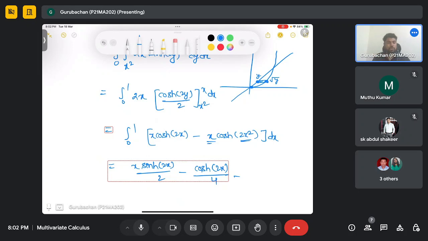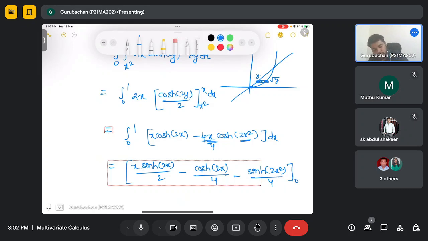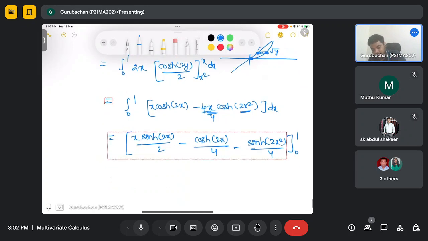it is x, if I multiply and divide by 4, then I hope you are getting that this is 2x square and its derivative is 4x. So can I say that this will be sine hyperbolic 2x square divided by 4? Is it correct? So this will be from 0 to 1. Kindly check the calculation by yourself also.